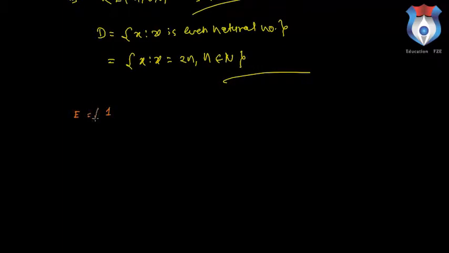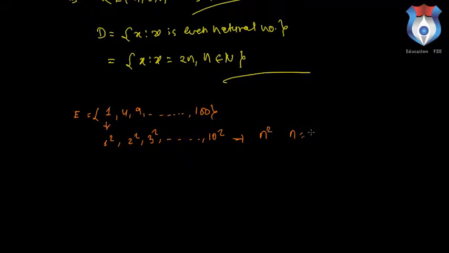Let me suppose this is E: 1, 4, 9. Already I know it hit on your brain what we have to do, but again I'm doing it. It is like this, right? 1 square, and then 2 square, and then 3 square, and so on till 10 square. What does it mean? It's something like n square, right? It's n square, but n is 1, 2, 3 till 10.